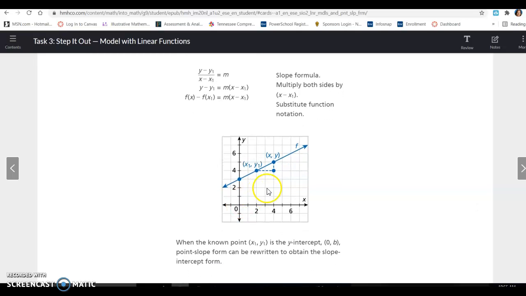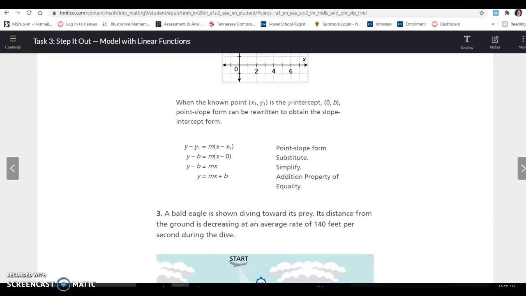All right, so this is just showing that you have a point, (x, y), and this is showing you have another point, (x1, y1). When the known point, (x1, y1), is the y-intercept, (0, b), point-slope form can be rewritten to obtain the slope-intercept form. All right, so you've got the slope-intercept form here. You've got point-slope form here, and we're going to rewrite it into slope-intercept form.